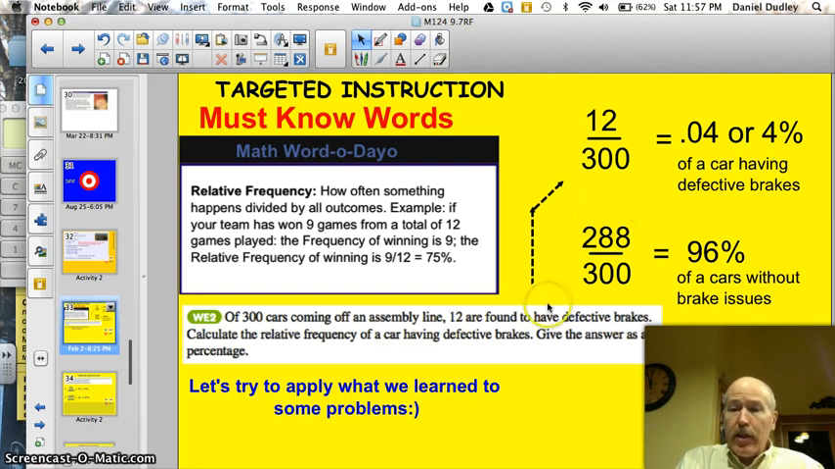On the other hand, 288 out of 300 didn't have brake problems, right? Or 96% of them. A lot of times they'll ask for the relative frequency of both. Here's like the event and then the opposite, the complementary event. All right, let's try some problems.